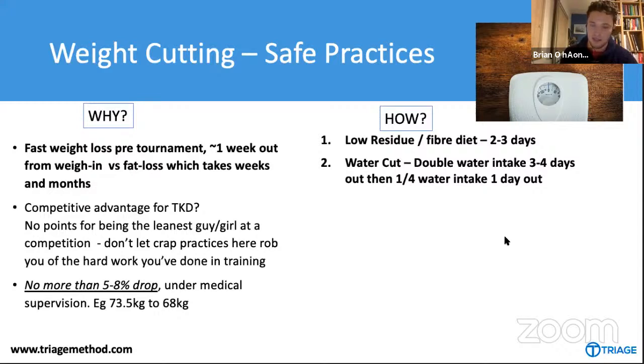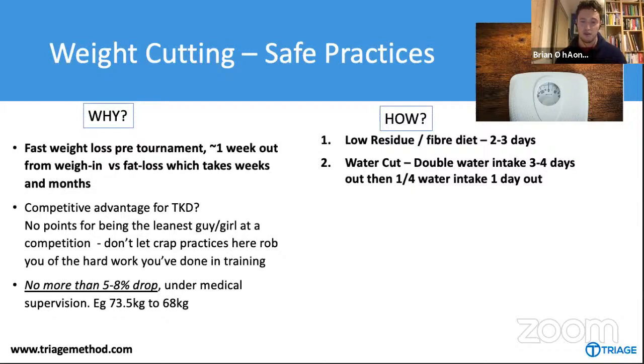So that's how you go about that. So it's a big increase in water, and then cut it back the day before your weigh-in. Depending on how your weight is, you won't have any fluids at all before weigh-in, because in Taekwondo you have time to replenish, which we'll talk about. You have time to replenish after weigh-in before you actually have to compete.